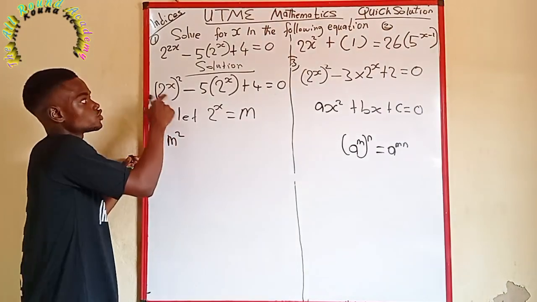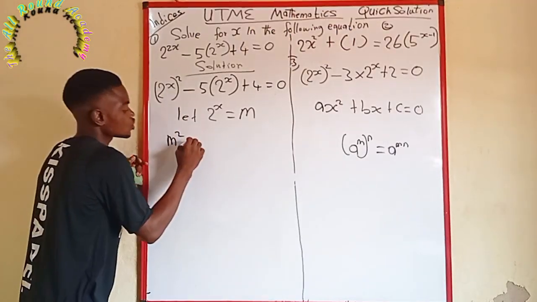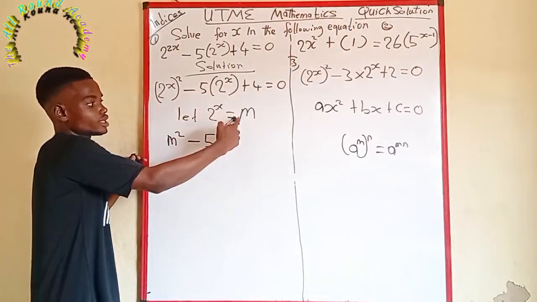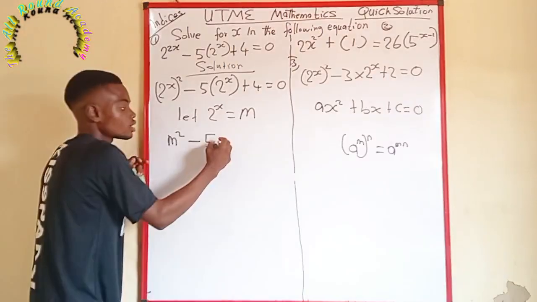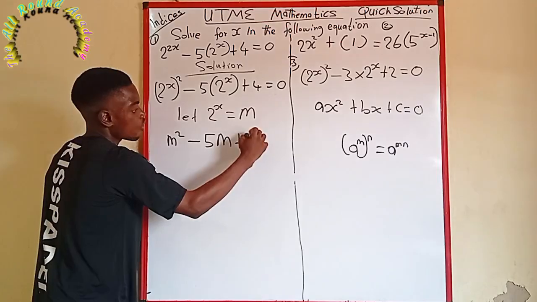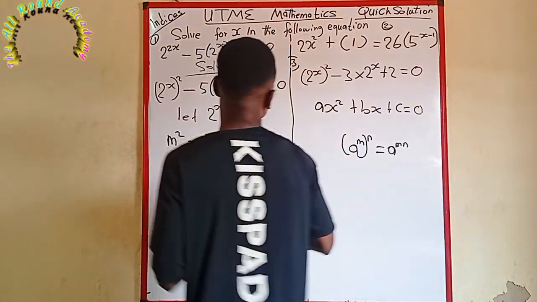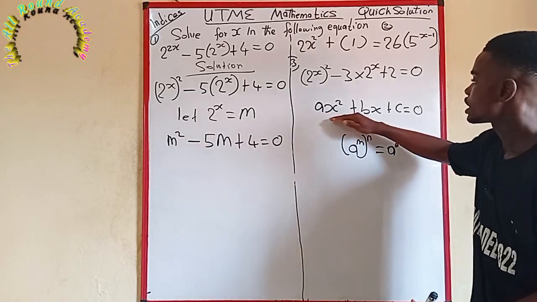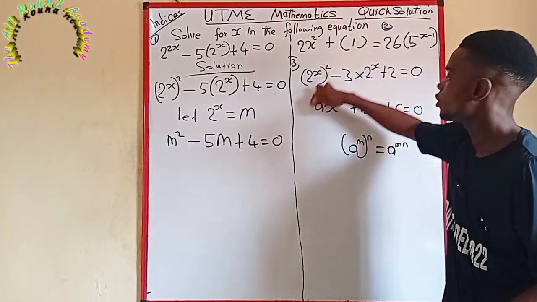Square, instead of 2 to the power what? Square. It's also minus 5 in a bracket. I have 2 to the power s. Just like I said, let 2 to the power s equal m. It now becomes m squared, minus 5m, plus 4 equals 0. Now, if you look closely, you find out that this expression now has the identity of our quadratic expression.